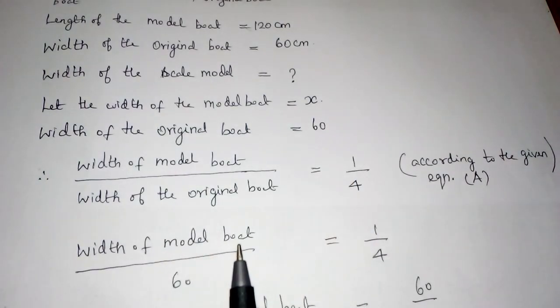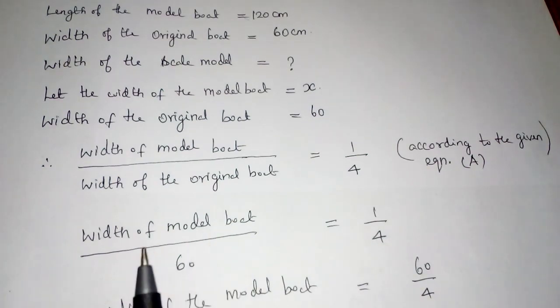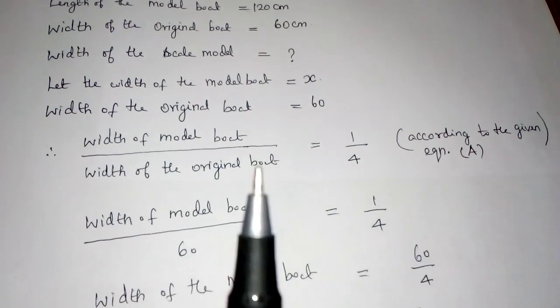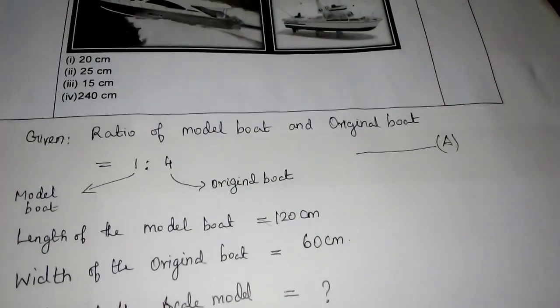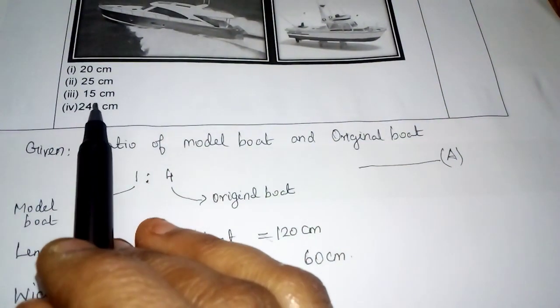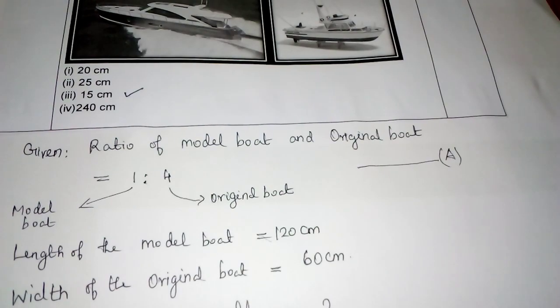Width of the model boat is what is asked, so we don't know this. We know width of the original boat is 60, so x/60 = 1/4, and width of the model boat is 60/4, which is 15 centimeter. 15 centimeter is given in the options and the third option is 15 centimeter. Therefore the third option is the correct one. This is the answer for this A part question.